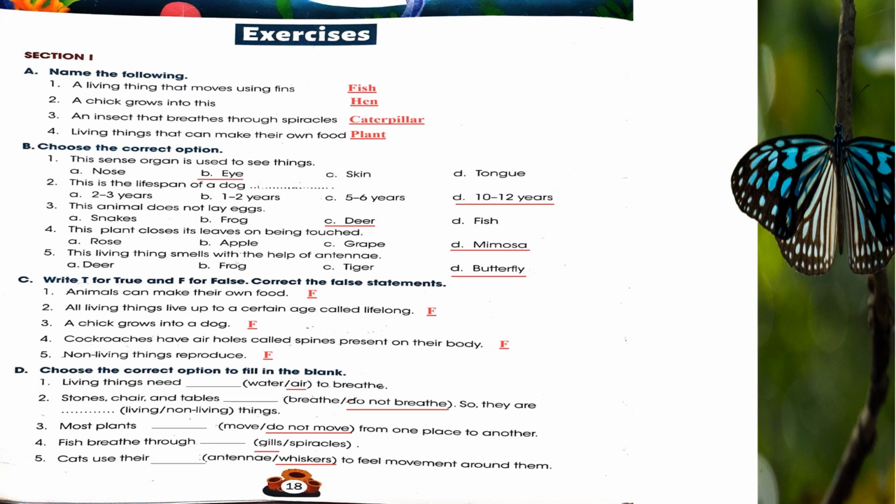Third, most plants dash from one place to another. Options are move and do not move. Most plants do not move from one place to another. Fourth, fish breathe through dash. Options are gills or spiracles. Answer is gills. Fish breathe through gills. Fifth, cats use their dash to feel movement around them. Options are antennae or whiskers. So answer is whiskers. Cats use their whiskers to feel movement around them.